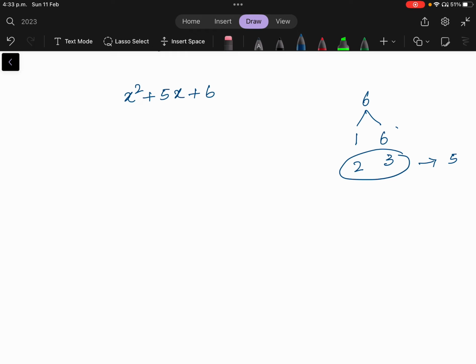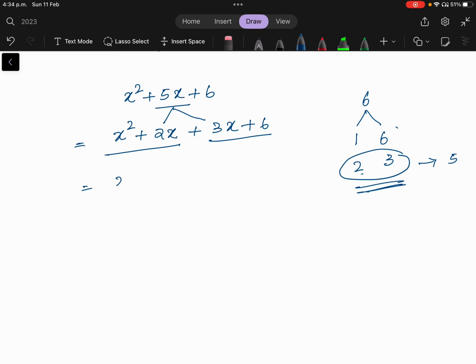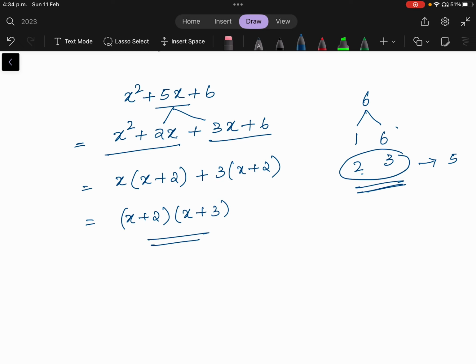Now I will write this 5x as a combination of 2x and 3x, which I get from here. So I'm going to write x square plus 2x plus 3x plus 6. I just split it like this. Now I combine these, because I know how to factorize four terms. So x times x plus 2, plus 3 times x plus 2, that's equal to x plus 2 times x plus 3. Simple.